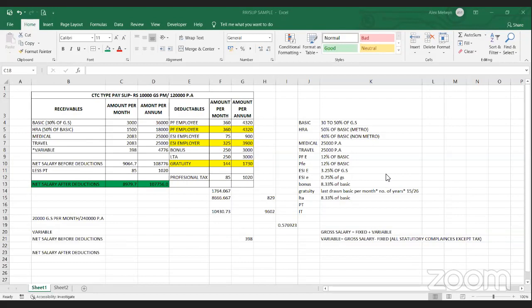Just like you have PF and other things, right? You have to pay to your EPF organization at any point of time. Just like that, the gratuity cannot be handled privately by the company. They have to go 100% with LIC.